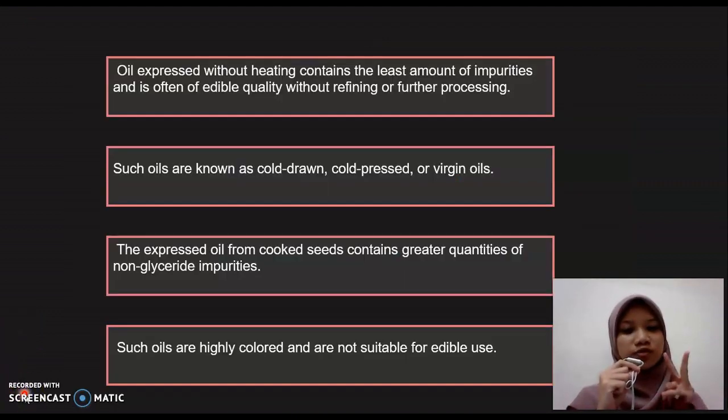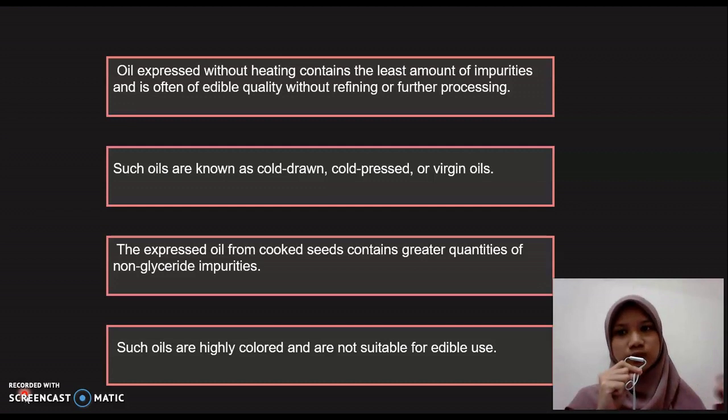Next, there are two types of oil extraction. First, oil expressed without heating, and second is oil expressed with heating by cooking. So oil expressed without heating will contain the least amount of impurities, and the quality is like edible quality. So we do not need the refining process or other processes.